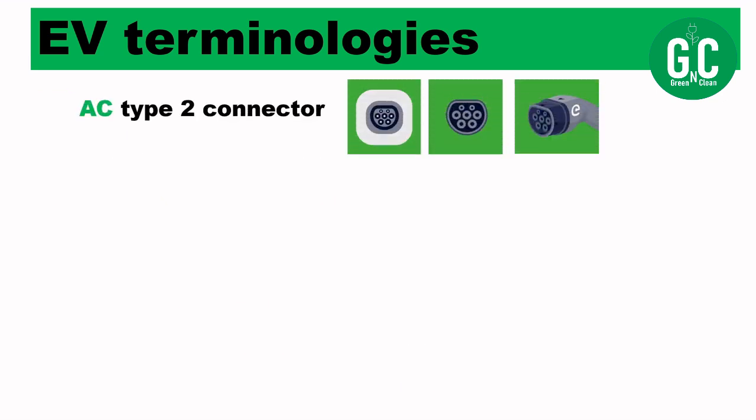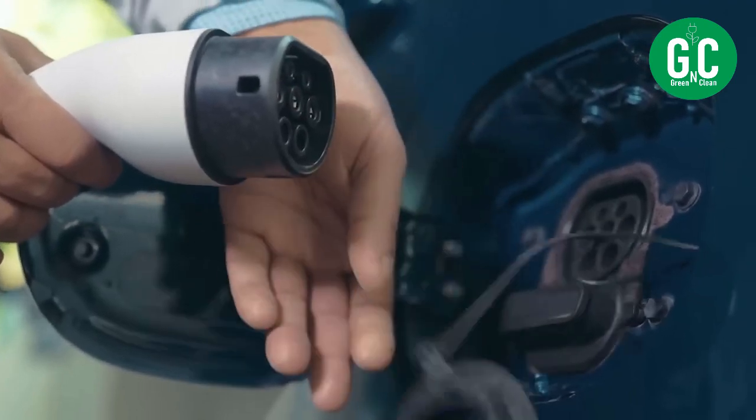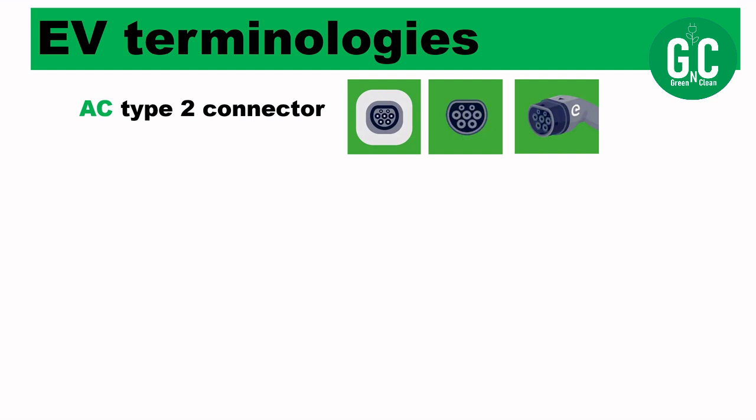Next, let's take a look at some of the connectors that are used in EVs. So there is the AC type 2 connector, as you can see in this diagram. It is mostly used in home charging. It is used only for AC slow charging, and the speed can vary anywhere between 1 kilowatt to 15 or 22 kilowatt depending on different models. And you will see a plug with 7 holes in it of different diameters. So you can see the socket and the plug in this diagram.